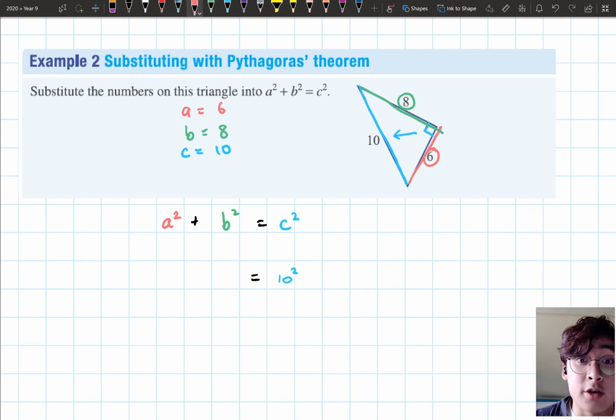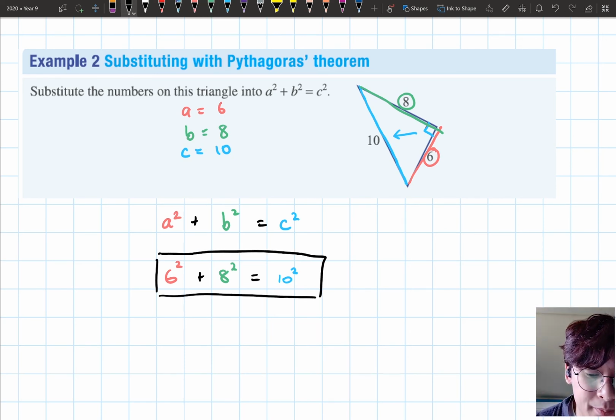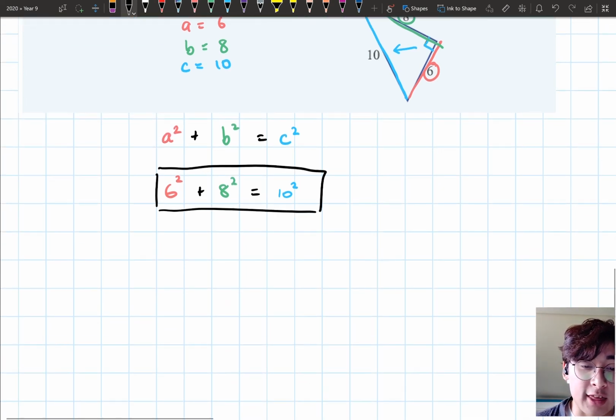So here, instead of writing A squared, what's the value of A? A is just 6. So I've got 6 squared plus 8 squared. And so here we go. For my triangle over here, I've substituted my values in. Now, because we're dealing with numbers here instead of pronumerals, you can actually check whether or not this is correct. You can check the left-hand side, and if the left-hand side of my equation is equal to the right-hand side, I know that this equation is correct. So let's just check that.